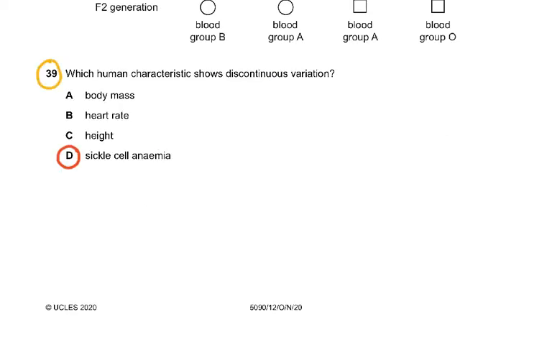Question 39. Which human characteristic shows discontinuous variation? Discontinuous variation is blood groups and gender. Are you a tongue roller or a non-roller? It means there are only two or three categories. So in sickle cell anemia, either you are a sufferer or you're not a sufferer. So this shows discontinuous variation. Height shows continuous variation, heart rate is continuous, body mass is continuous.